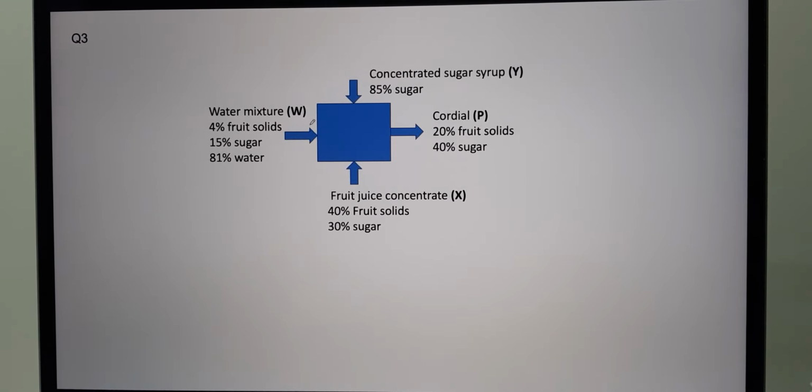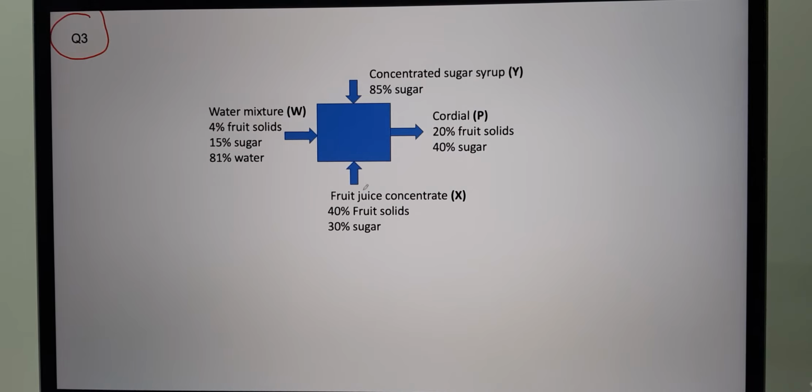Okay, so now I will explain the questions that you have highlighted. We move on to question number 3. Please take a look. From the problem statement, you need to gather the information and draw a block diagram like this, and then put all the known information into each inlet and outlet.